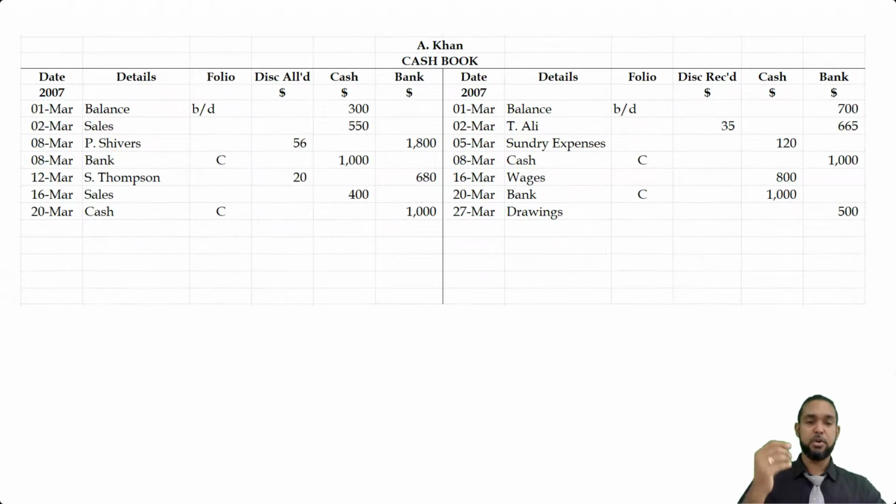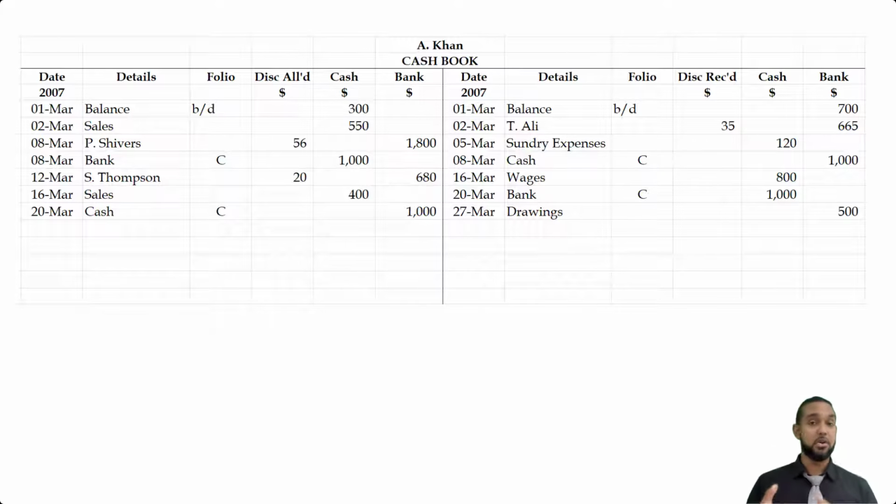Now we have to balance off the cash column and balance off the bank column. The discount columns are not balanced against each other. They are simply totaled and transferred to the respective accounts in the general ledger. So the total for the discount allowed column will go to the discount allowed account in the general ledger.